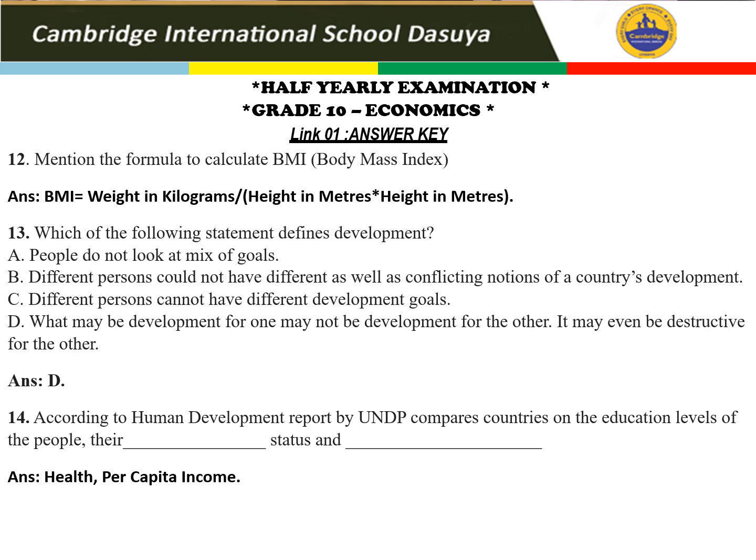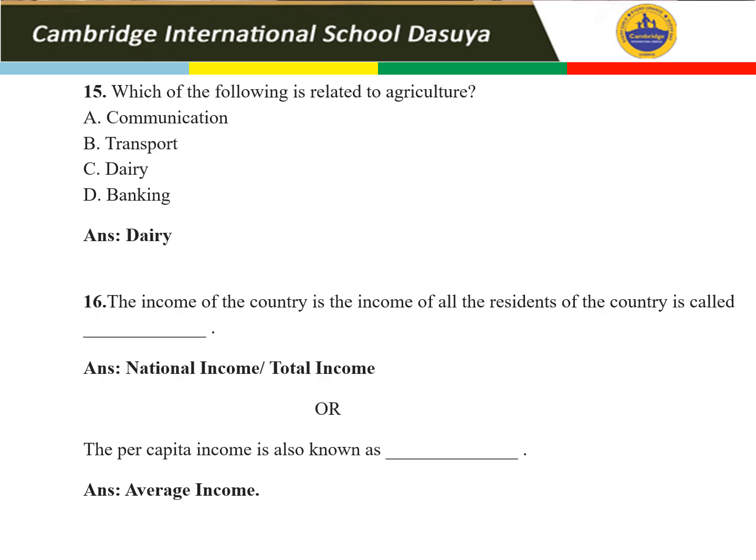Now let's move to the next point. Here is: which of the following is related to agriculture. So dairy is related to agriculture, the rest are all services. Fine. Next is the 16th question. The income of all residents of the country is called what? We call it national income or the total income. In your book they have mentioned total income and also national income. And per capita income is also known as average income. I already told you, everybody knows, we have already done it in the notes.